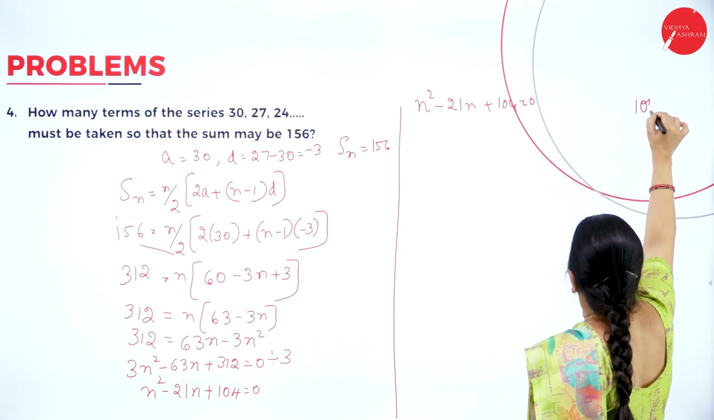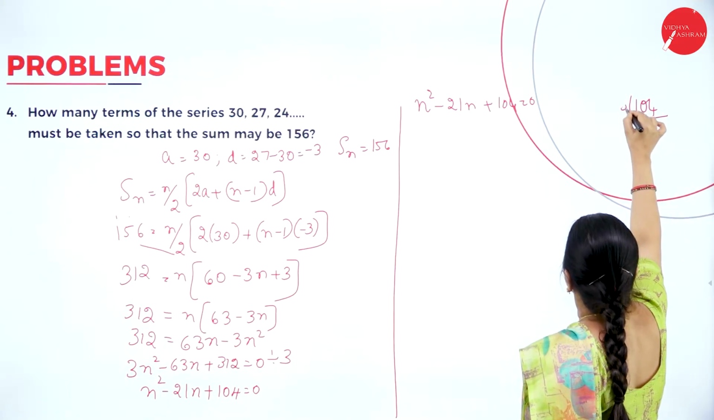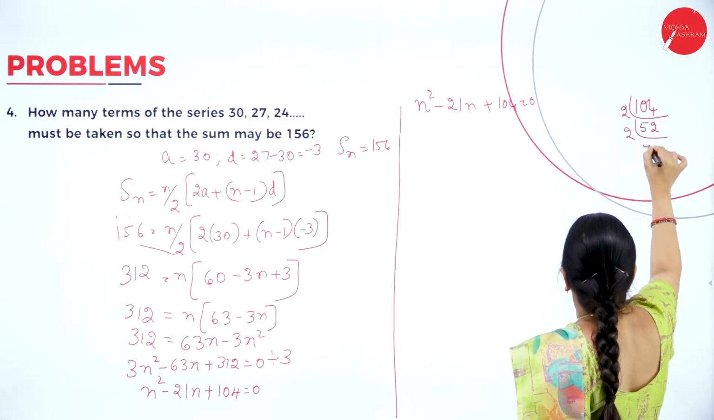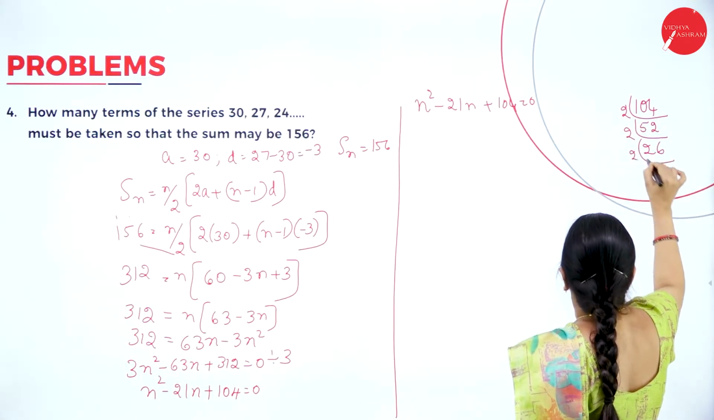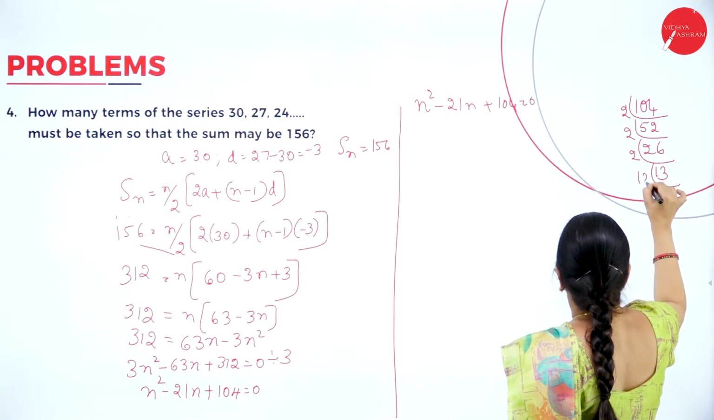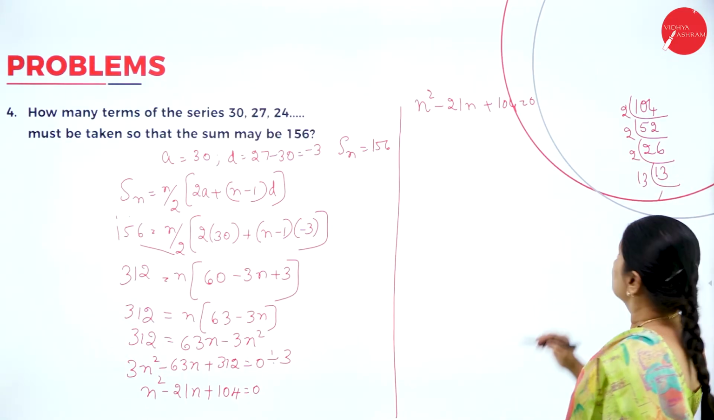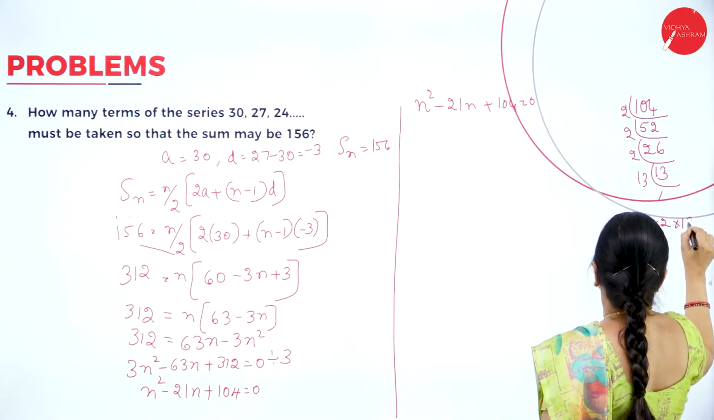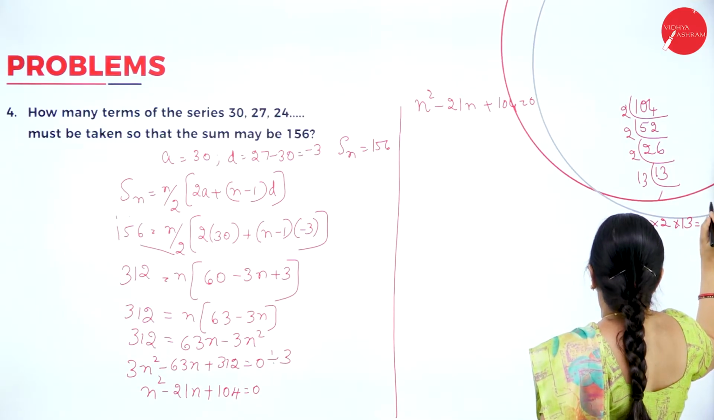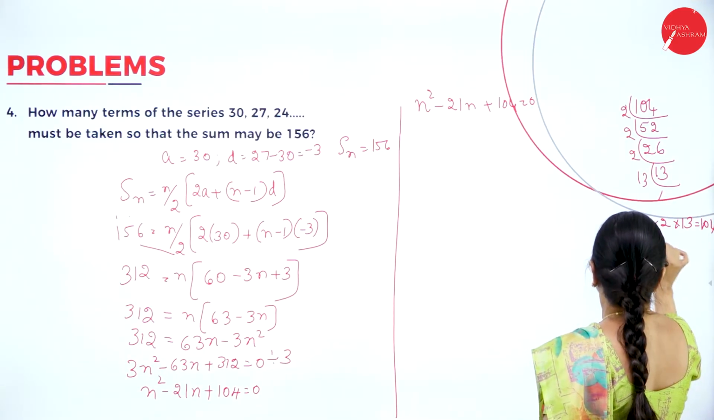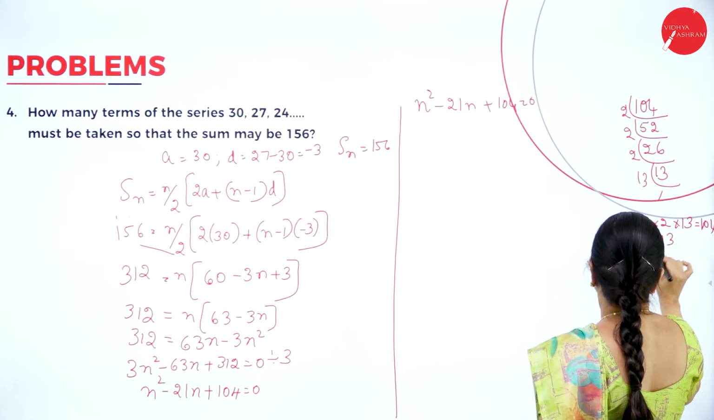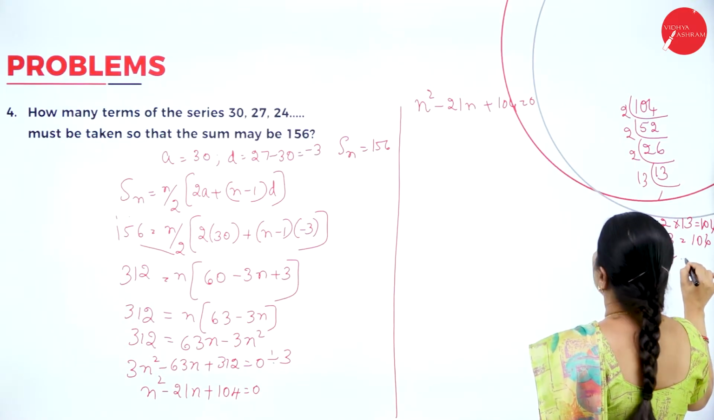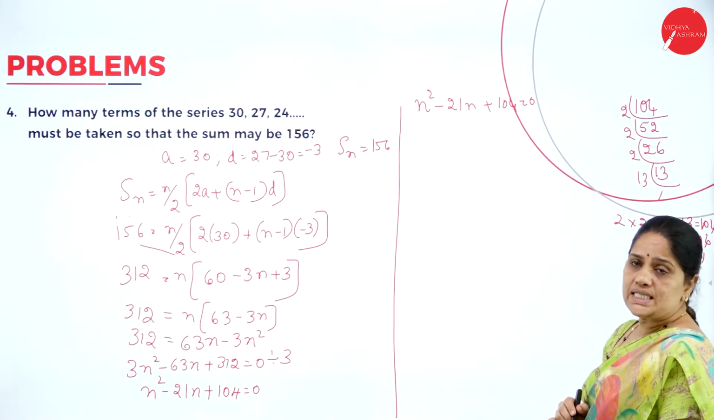Now I am factorizing this 104. So 2 into 2 into 2 into 13 equals 104. So 8 into 13 equals 104. 13 plus 8 equals 21.